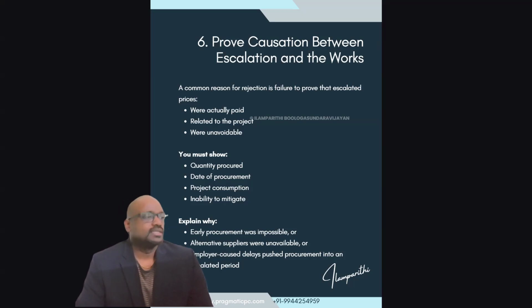That also happens. So you should demonstrate the inability to mitigate. Explain why early procurement was not possible, why alternative supplies were unavailable, and how employer-caused delays pushed the procurement into an escalated period. So procurement falls under the prolongation period or the extended period due to the employer.